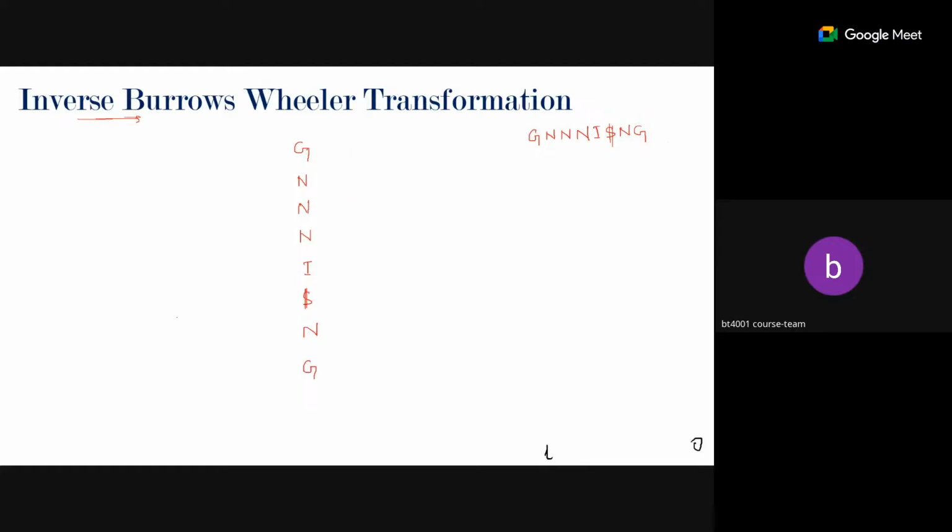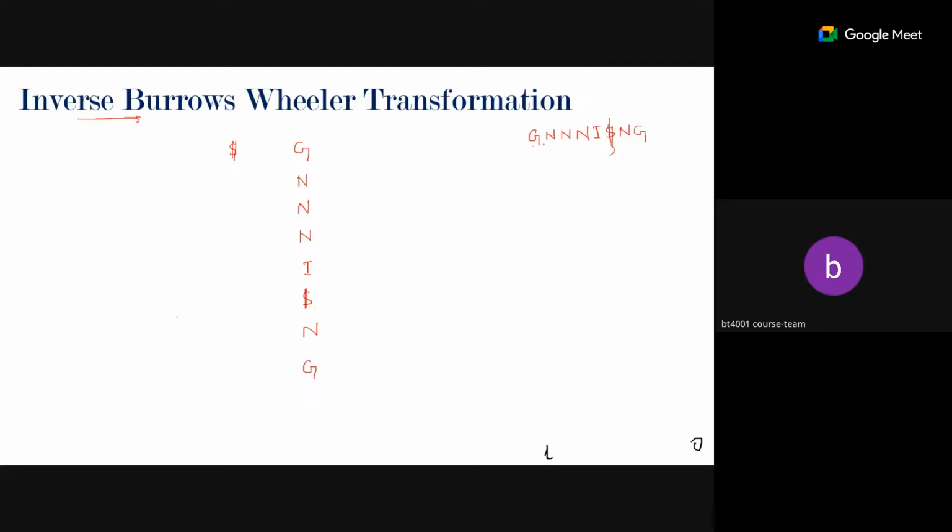We will sort these characters. Which character will come first? Dollar precedes every character. So dollar is the character which will come first. So I'll leave some space out here and I'll write dollar here. Okay. Then which character will come? So we are done with dollar.